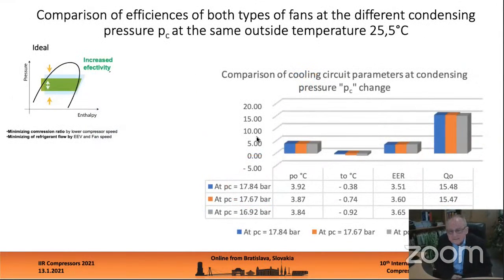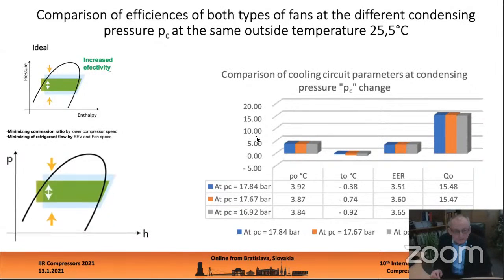Ideal cooling circuit is when the condensing pressure is decreasing, the evaporating pressure should be on the same level, or better, it should increase also. But it was not possible because we had on-off compressors, and if the condensing pressure was decreasing, then also the evaporating pressure was decreasing, and it means that the temperature lift was increasing too. In this operation, we reached a little bit better energy efficiency, but the cooling output was decreasing.